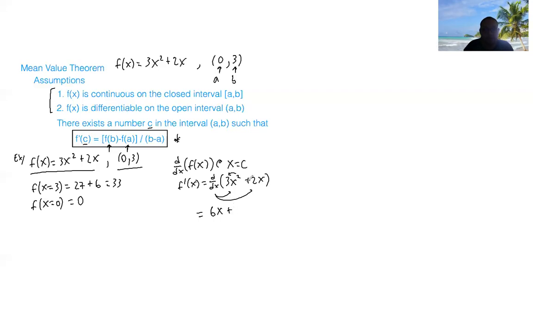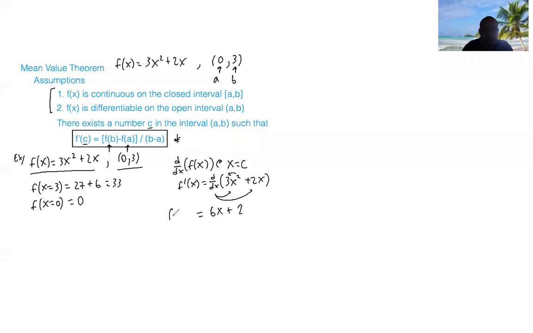Now, plus the derivative of this term, 2x. So 2x is the same thing as 2x to the 1, right? There's like a silent 1 up here. So 1 times 2 is your new coefficient, 2. Leave your base there. 1 minus 1 is 0. Anything raised to the 0 is 1. So x to the 0 is just 1. So this becomes 1 times 2. So that's just going to be 2. I'm going to remove this.